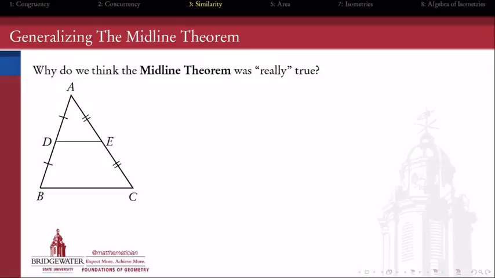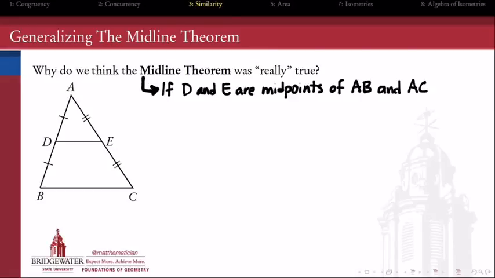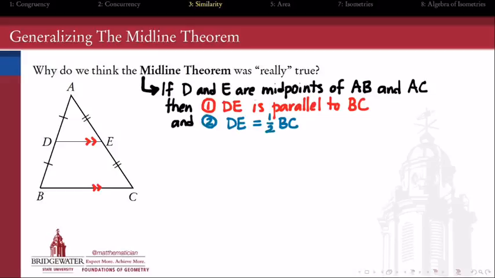The midline theorem said that in a triangle ABC, if I label the midpoints of the sides AB and AC, if I call them D and E, and I connect D and E with what we call a midline, then two things are true. First of all, we know that DE is parallel to BC. That's the first result of the midline theorem. And the second is a result that compares the lengths of DE and BC, that says that the length of DE is half the length of BC.